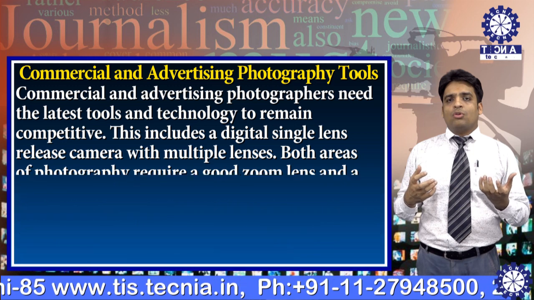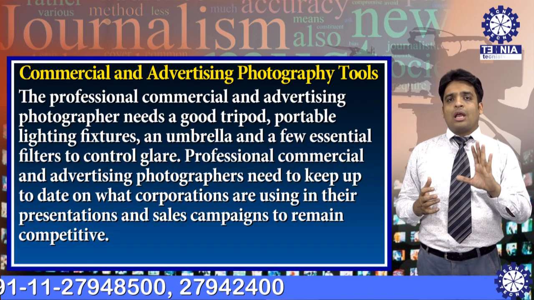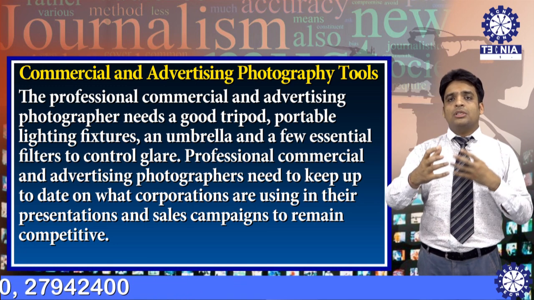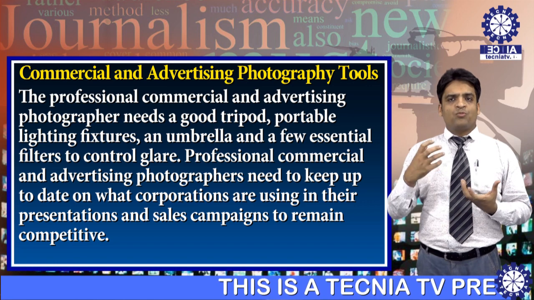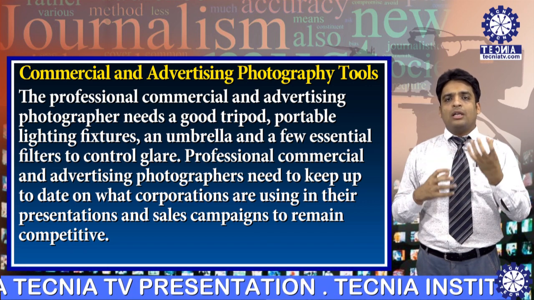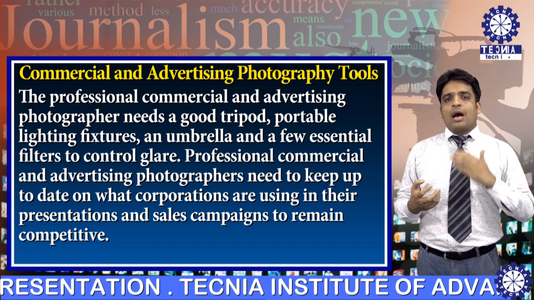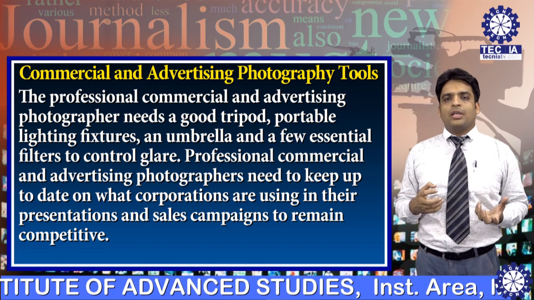A fast lens has a larger maximum aperture and allows a faster shutter speed, which gives the photographer greater creative control. Professional commercial and advertising photographers need a good tripod, portable lighting fixtures and umbrellas, and a few essential filters to control glare. They need to keep up to date on what corporations are using in their presentations and sales campaigns to remain competitive.